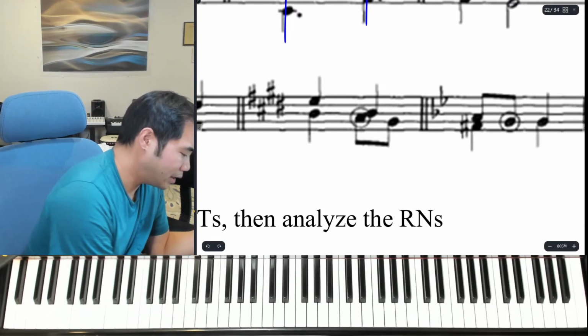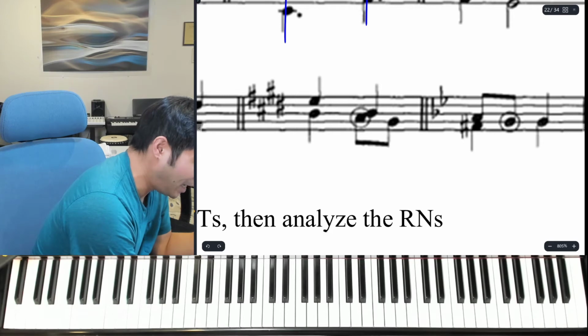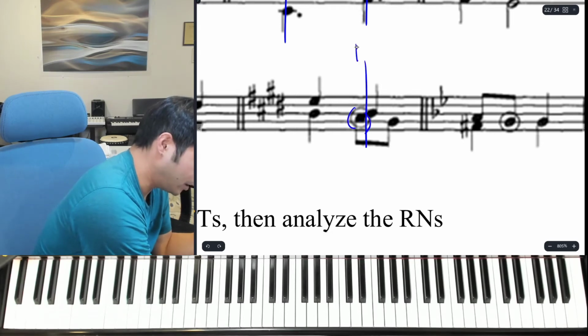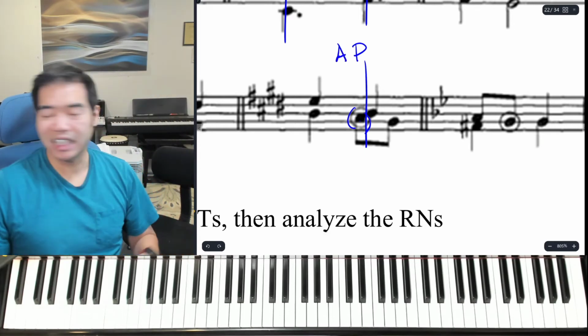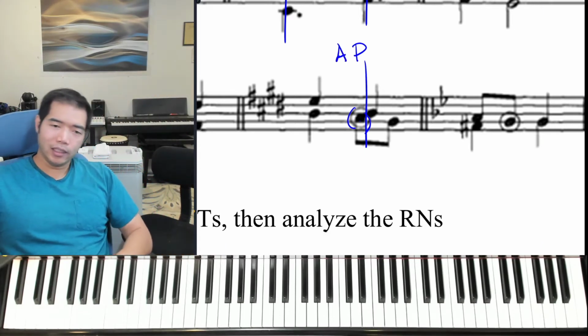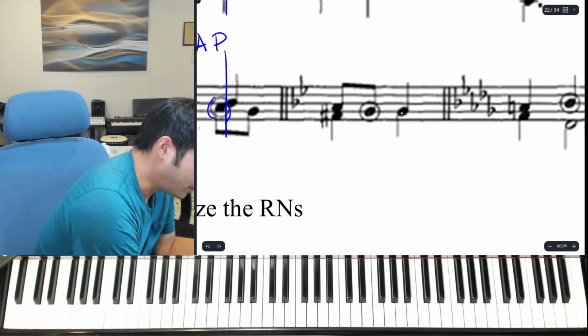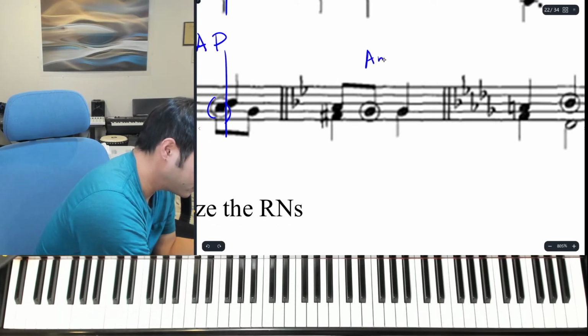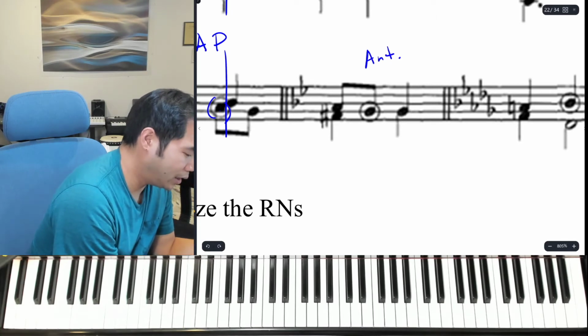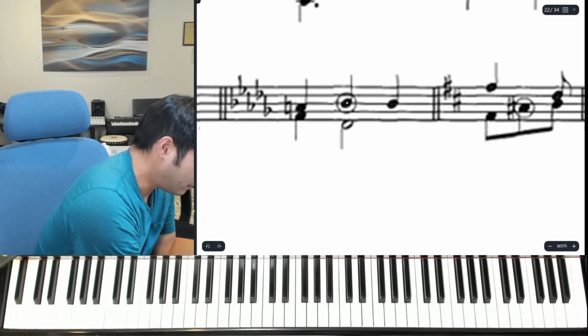All right, let's take a look at this example here. We have a passing tone, B-A-G. This time it happens on the beat here. It's absolutely a non-chord tone. It's an accented passing tone. So write accented passing tone, AP. And in this case, we have another anticipation because of the G preceding this G. We have another anticipation here.